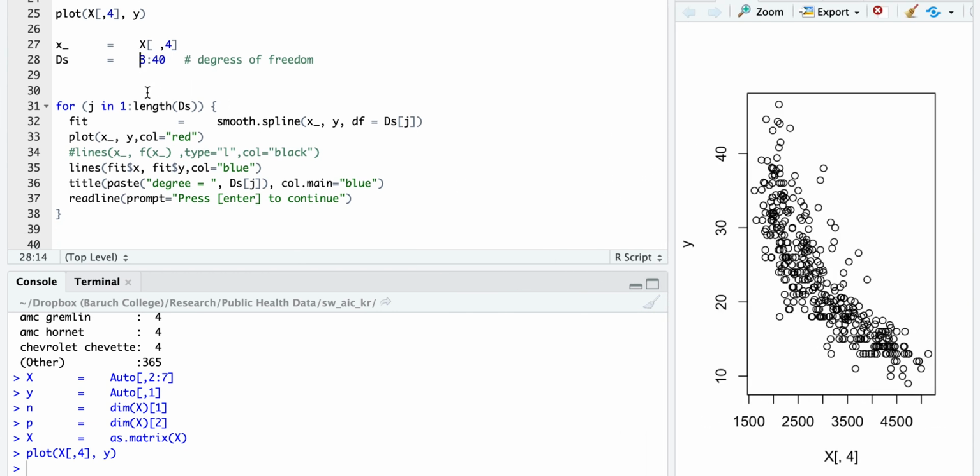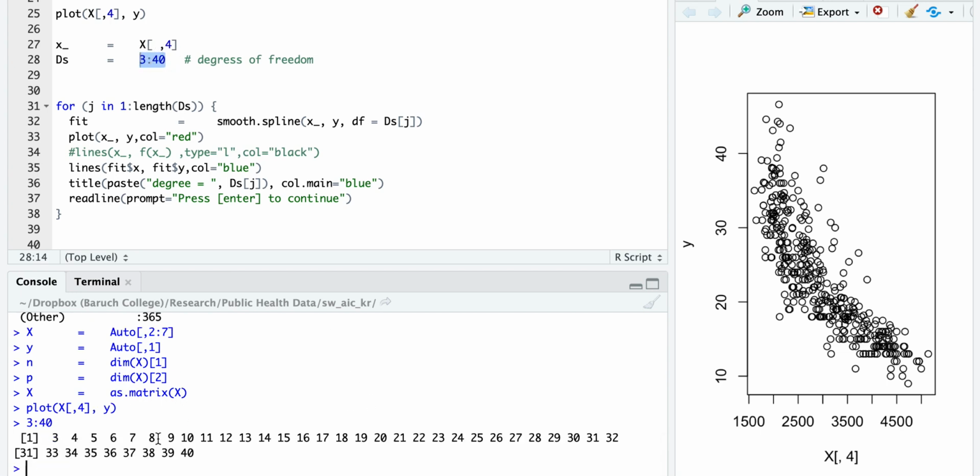So here we have a for loop. This for loop goes from j from 1 to length of ds. ds stands for a vector of the degrees of freedom, and it's 3 to 40. So it's 3, 4, 5, 6, 7, 8, up to 40, that range. Okay. And we want to go over all of them. And for any of those degrees of freedom that are in this vector, we want to get the corresponding smoothing spline, which gives us this object fit.